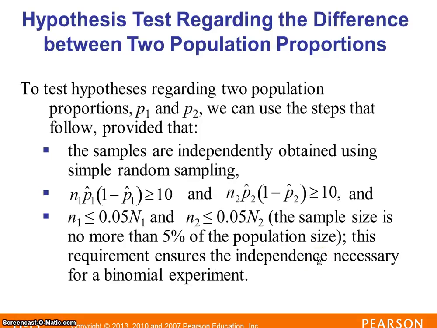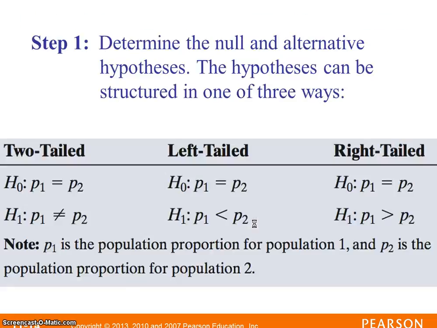But the first thing you want to do is make sure that the conditions are met. So again, in order to use the test statistic, the z-score we saw in the previous slide, you have to make sure that these conditions are met. In most cases, it will be assumed that these conditions are met. But technically, this is something you should verify. And then it'll either be a two-tailed test, left-tailed test, or right-tailed test.